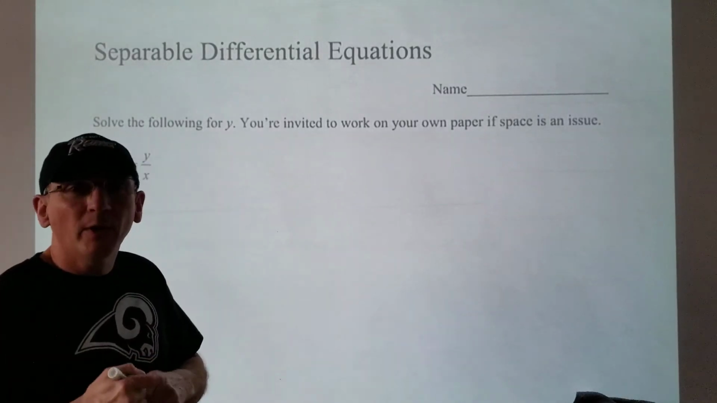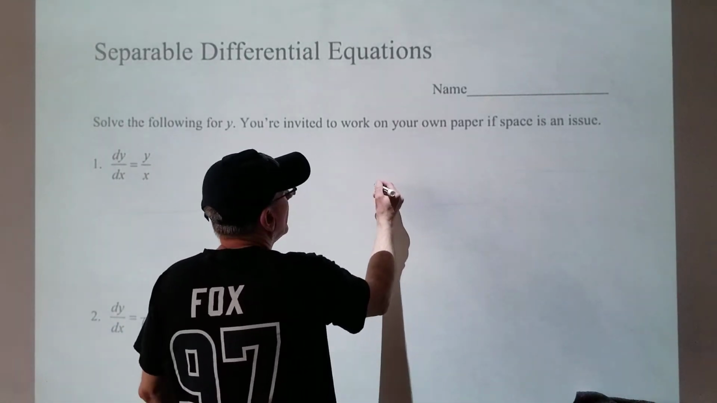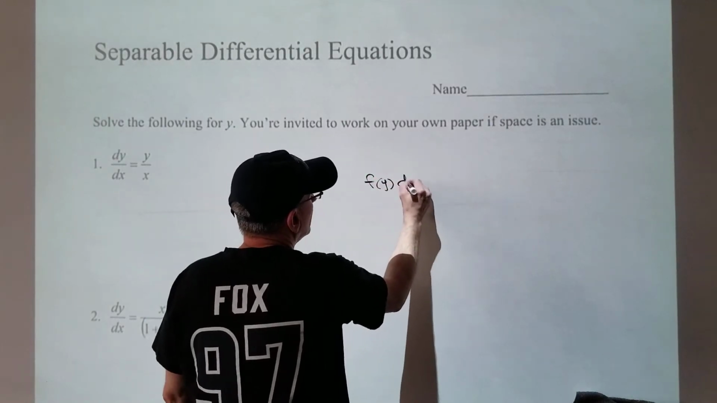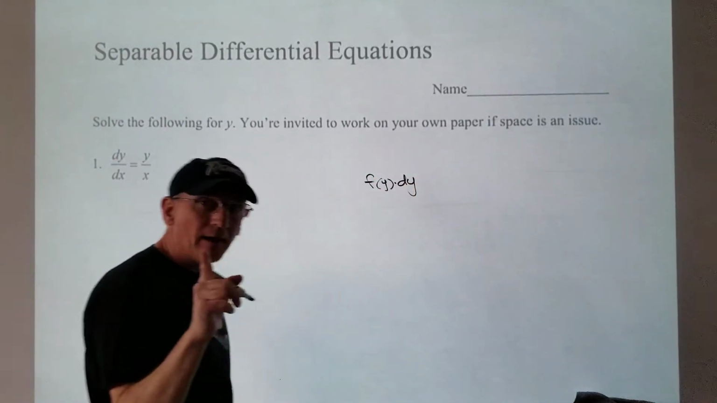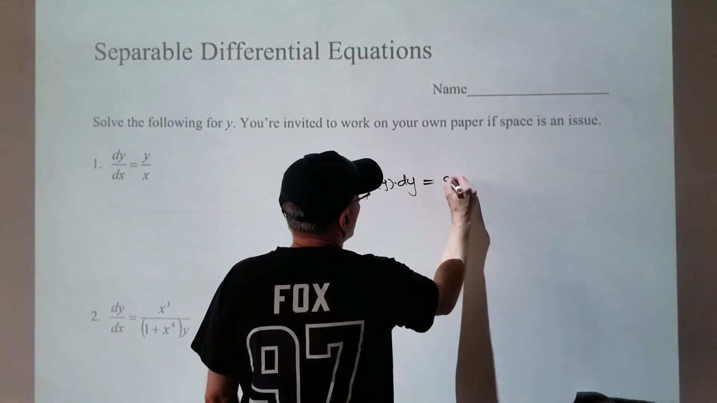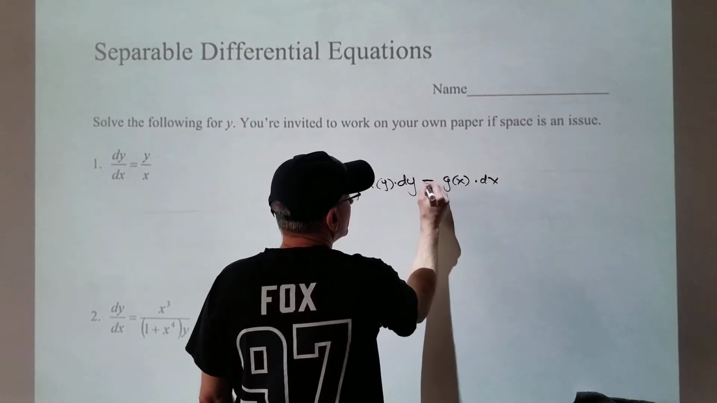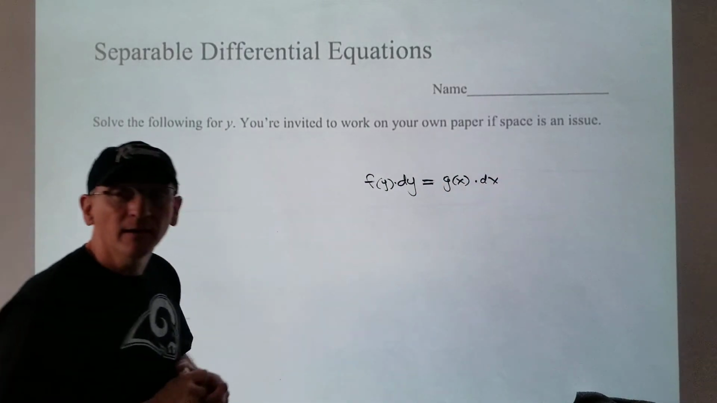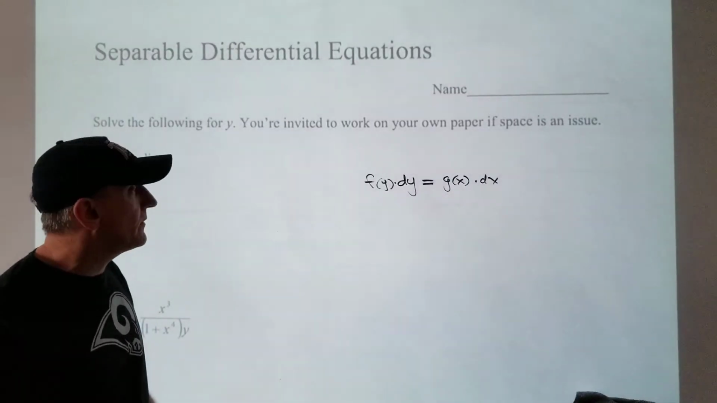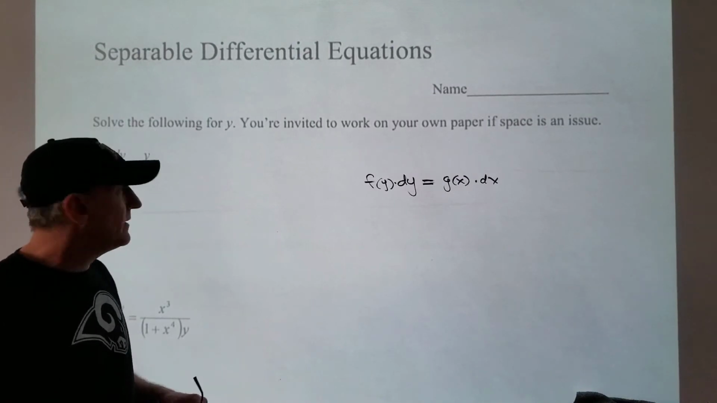Separable differential equations, when they are separable, end up with some kind of a function of y times the differential dy, equivalent to some kind of a function of x multiplied by the differential dx. If you can get an equation into this form, then you can proceed with antiderivatives. It's not always easy to get this form. Sometimes it's very easy though.